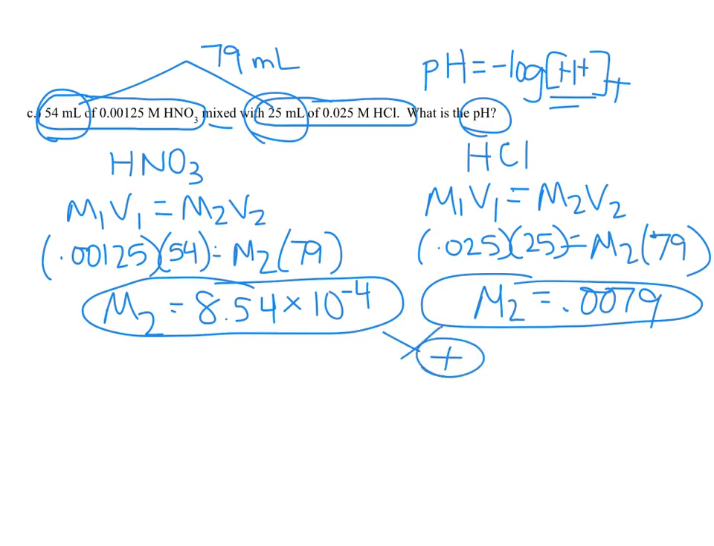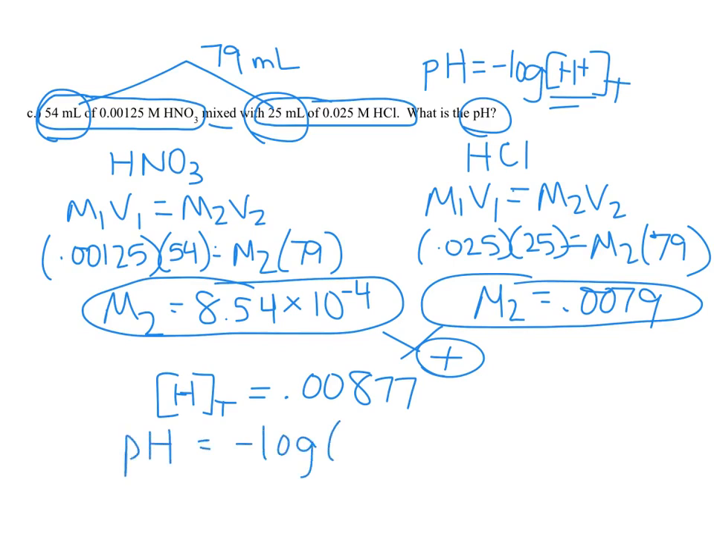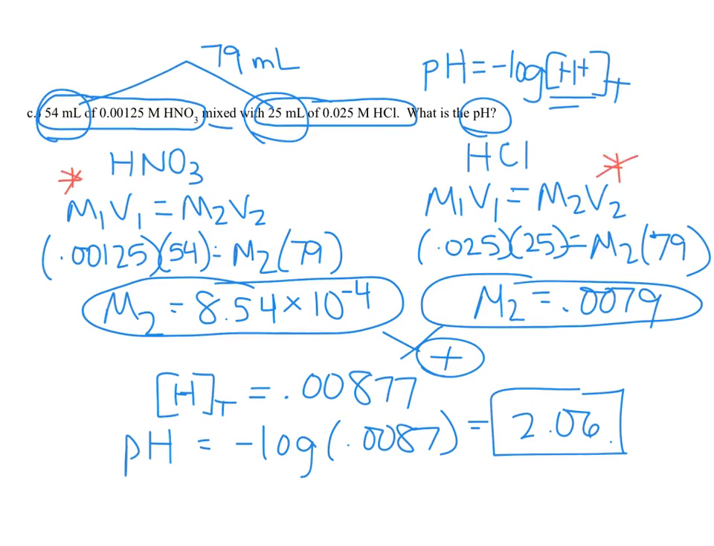I need to add those numbers together. When I do, that's going to give me my total hydrogen ion concentration, which is 0.00877. So then to calculate my pH value, I can negative log that number, which gives me a pH of 2.06. Okay, anytime you mix solutions together, you have to do this M1V1 equals M2V2 step to get your new molarity values before you can plug them in, just like we've done before.